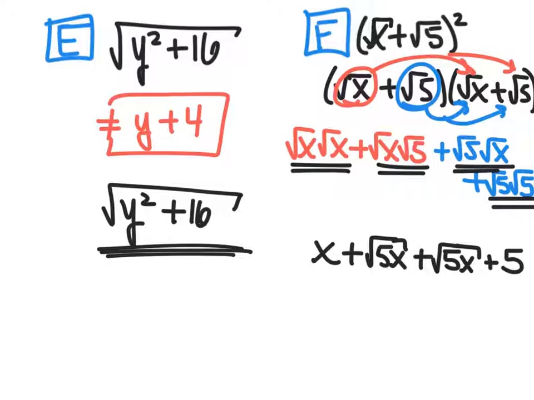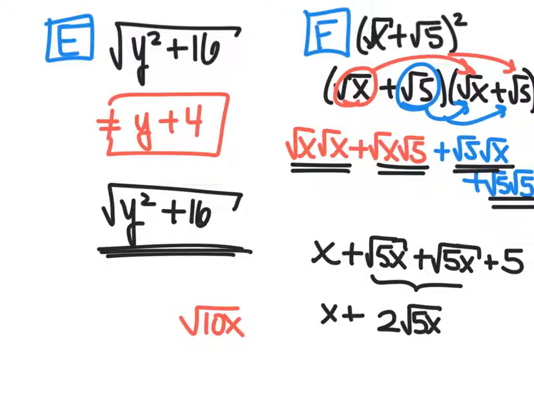So a lot of people got to this step, but then they wanted to write this as the square root of 10x, which is not the case. What this ends up being is 2 times the square root of 5x. All right, so there's no rule that says we can take the square root outside of a sum. So the answer is x plus 2 root 5x plus 5.